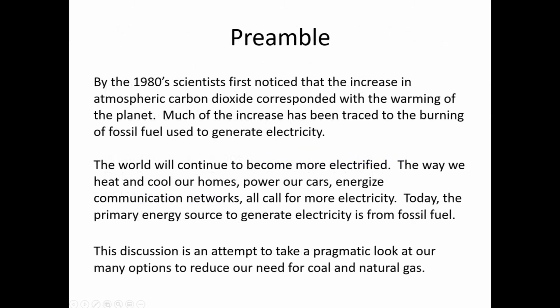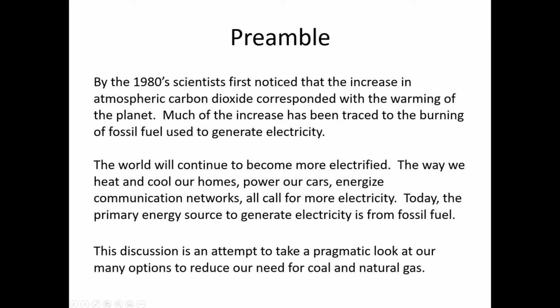Preamble. By the 1980s, scientists were reporting that the increase in atmospheric carbon dioxide correlated to the warming of the planet. Much of the increase was traced to the burning of fossil fuel used to generate electricity. The world will continue to become more electrified. The way we heat and cool our homes, power our cars, and energize communication devices all call for more electricity. Today, the primary energy source to generate electricity is fossil fuel.